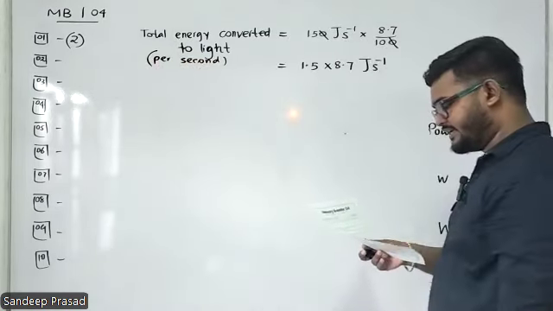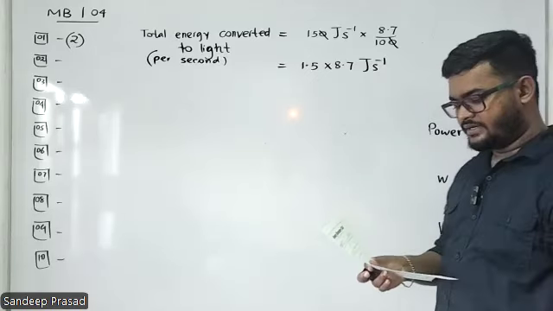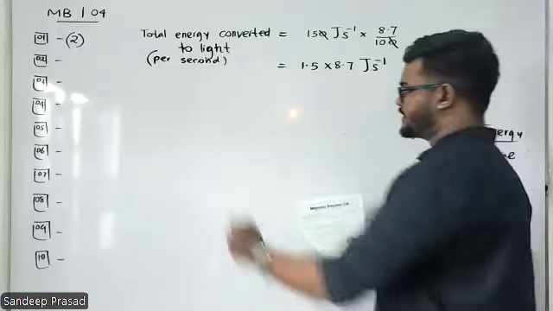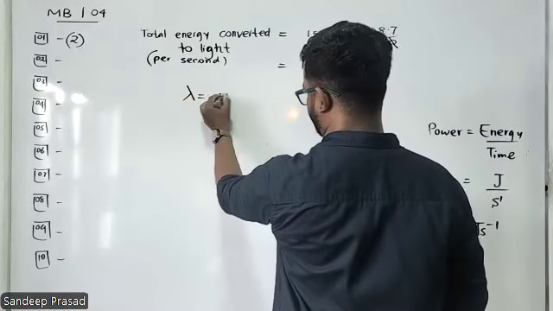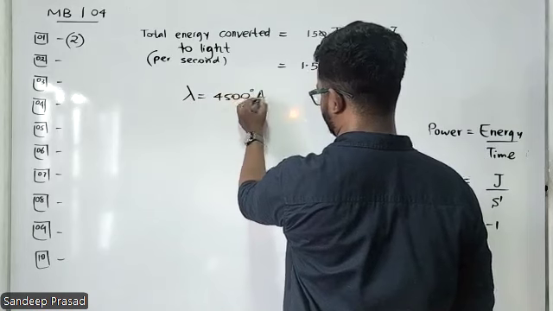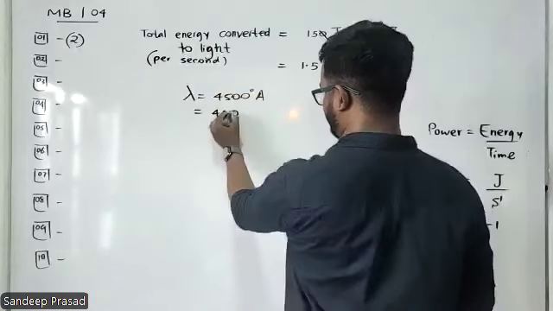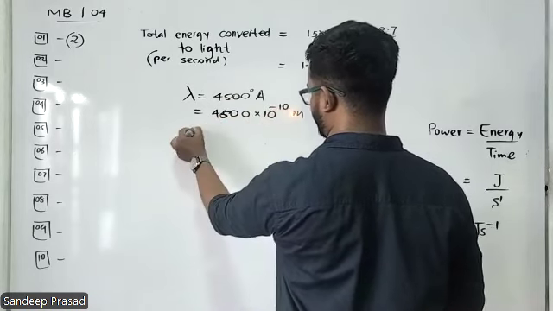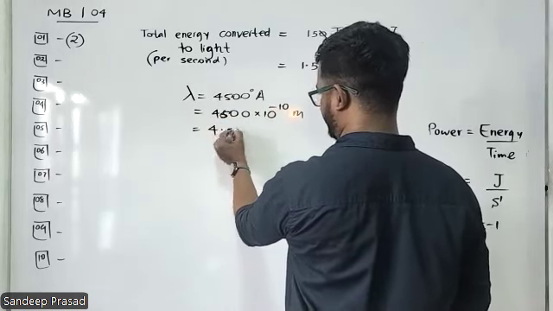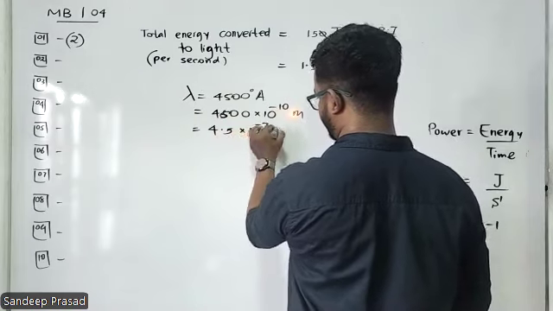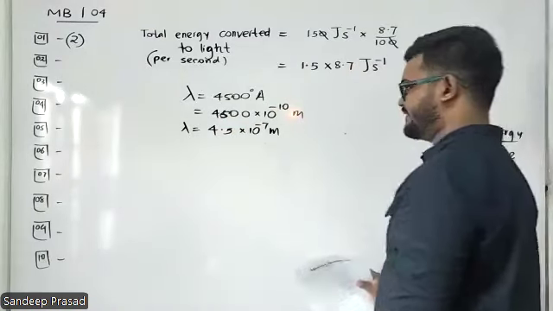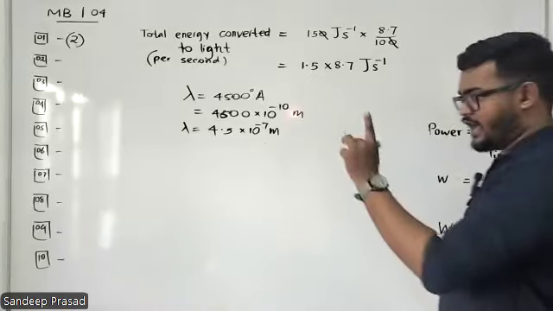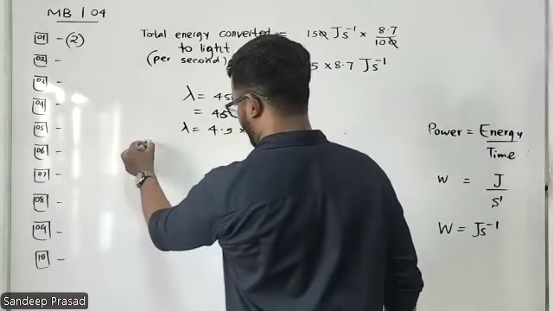Now they have given the wavelength of the light, 4500 angstroms. Students, we know that lambda is equal to 4500 angstroms. We can write this in meters. Angstrom is 10 to the power minus 10 meters. In theories, we learn this one. So therefore, 4.5 × 10 to the power minus 7 meters. This is the lambda, the wavelength. Then we can find out the energy of a photon, right?